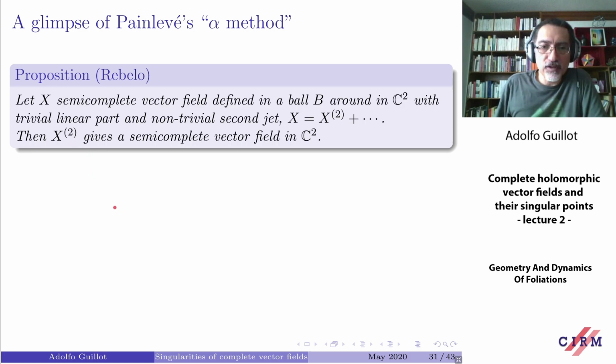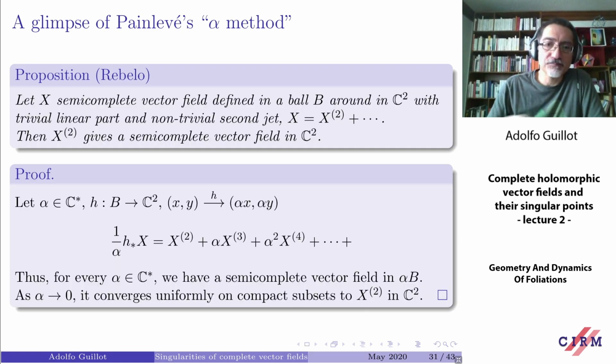and it has a trivial linear part and a non-trivial second jet. So you have a vector field that starts with a quadratic part, and its germ at the origin is semi-complete. There's some neighborhood of the origin where it is semi-complete. And what I claim is that the polynomial vector field given by its quadratic part gives a semi-complete vector field in C2. Okay, and this is a proof.